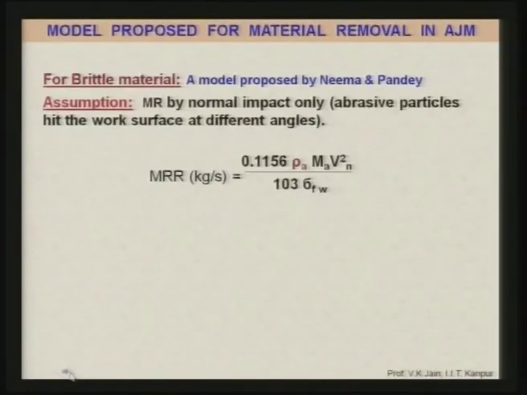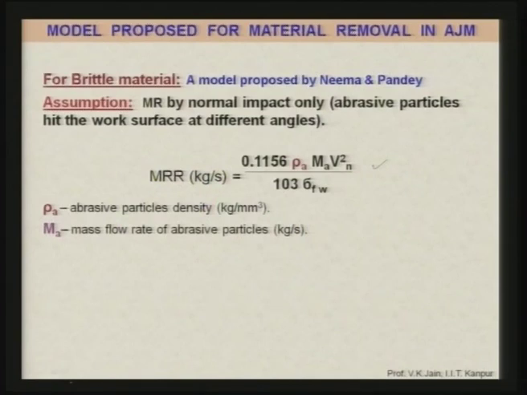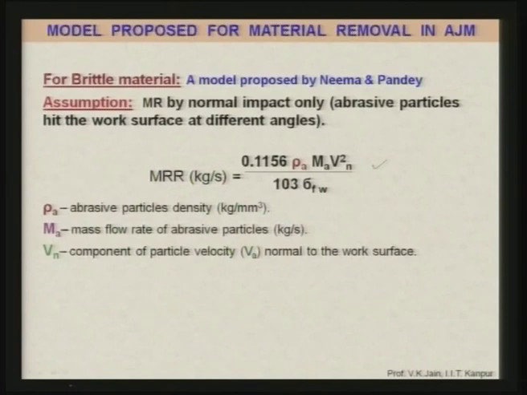Abrasive particles hit the workpiece surface at different angles in general, not only at 90 degrees. Now, the material removal rate in terms of kilogram per second, they have proposed, can be calculated with the help of the formula 0.1156 rho A m A V n square divided by 10^3 sigma F w, where rho A is the abrasive particle density in kilogram per millimeter cube, m A is the mass flow rate of abrasive particles in kilogram per second, V n is the component of particle velocity normal to the workpiece surface, and sigma F w is the flow stress of the workpiece material in pascals.